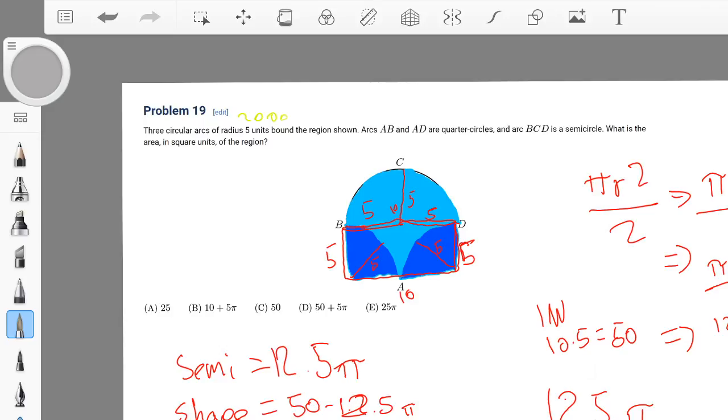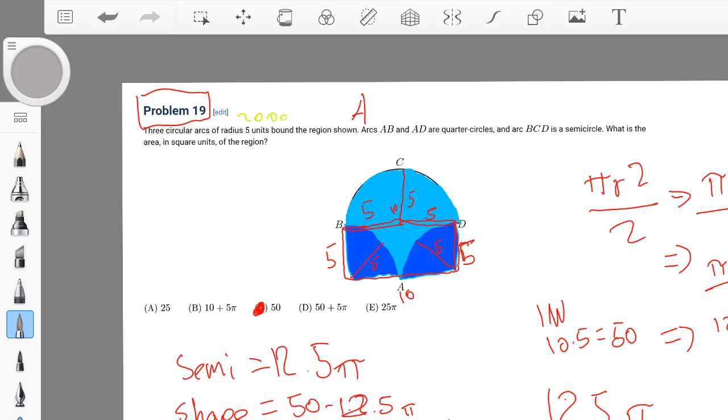Now let's add this all together: 12.5 pi plus 50 minus 12.5 pi. It's actually very helpful that we didn't multiply out pi, because now we don't have to worry about what we were going to round to. Now we can cancel these 2 out and we get 50. So our answer is going to be C for problem 19. The answer is C. And there you go.